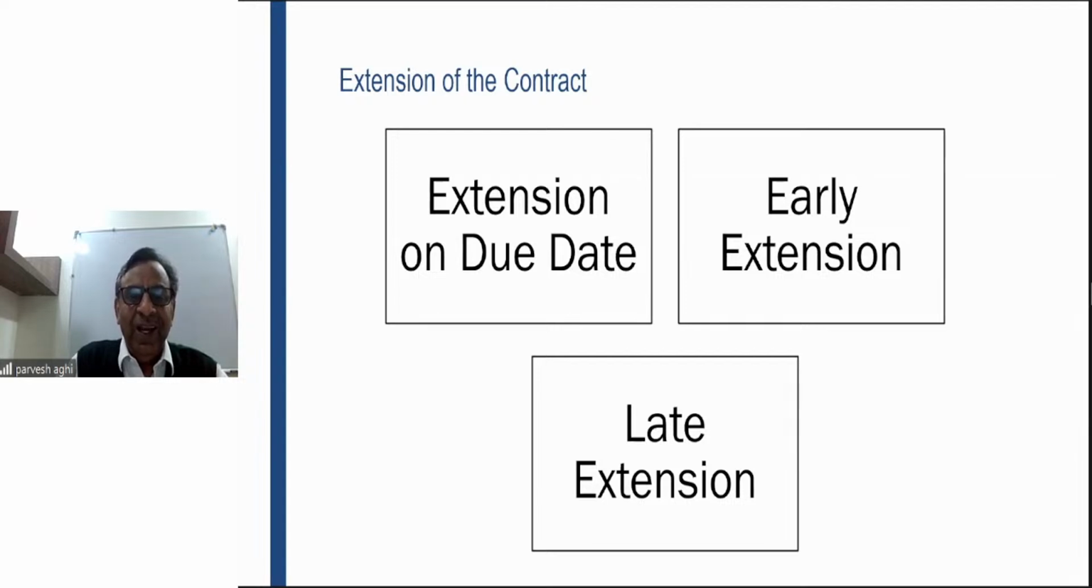The last is late extension. So we didn't have much information. So we went to the bank late, after the due date is over. So we sought a late extension, that we need the forward cover for buying dollars or for receiving the dollars. Now this is going to happen at a later date. So we went to the bank for extension of the contract.